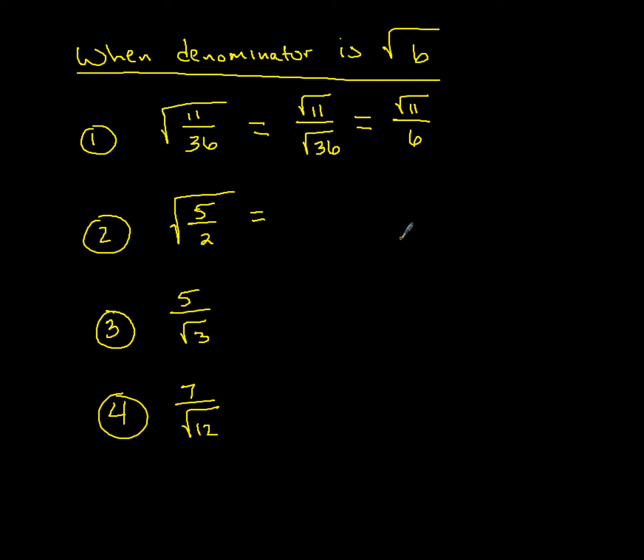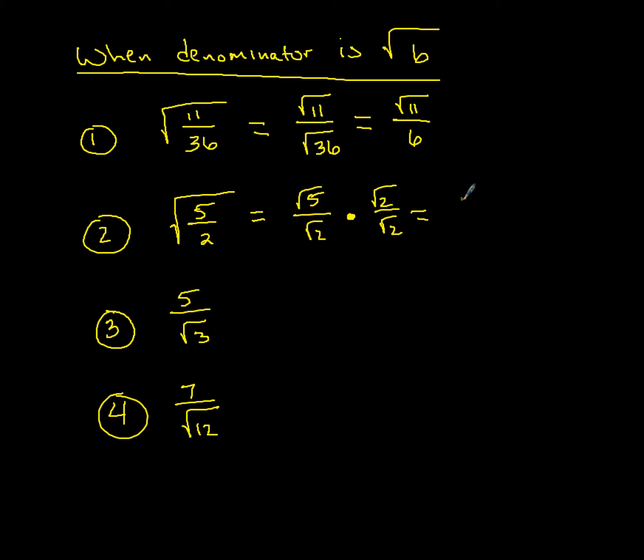Now for example 2, we're going to have square root of 5 over 2. First we're going to separate them: square root of 5 over square root of 2. And then we're going to multiply the top and the bottom, the numerator and denominator, by square root of 2 over square root of 2.